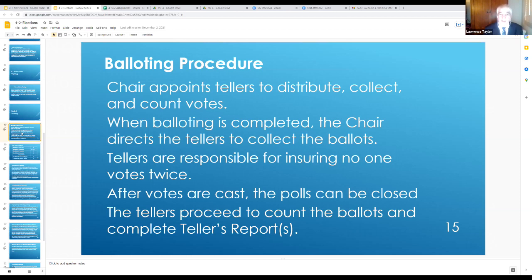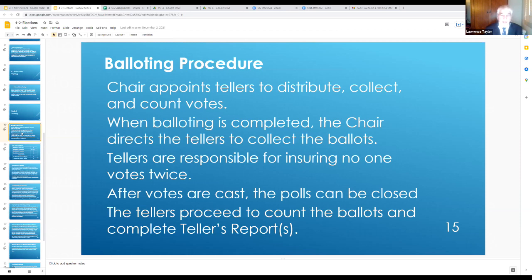The chair appoints the tellers to distribute, collect, and count votes. And then when the ballot is completed, the chair directs the tellers to collect the ballots. The tellers are responsible for ensuring that no one votes twice. So it's really good to have a process around this so that you understand that one vote is given to each person, and someone does not receive 2 ballots. Or you could do it on the back end where you check off the ballots as they're turned in so that you know that everyone's turned in a ballot. You don't necessarily know how they voted.